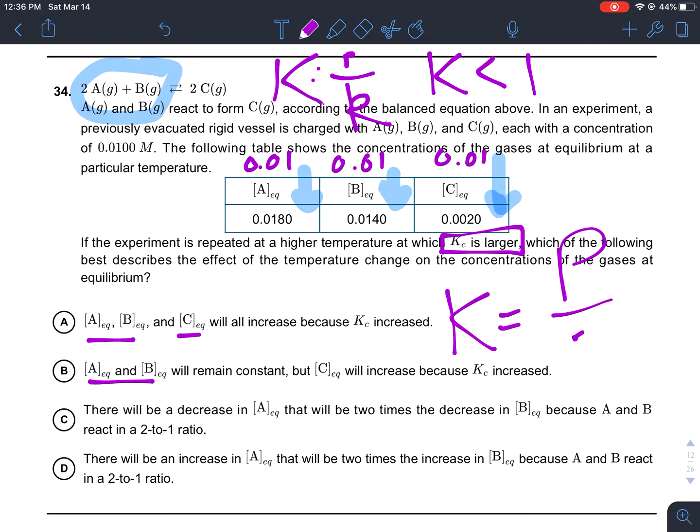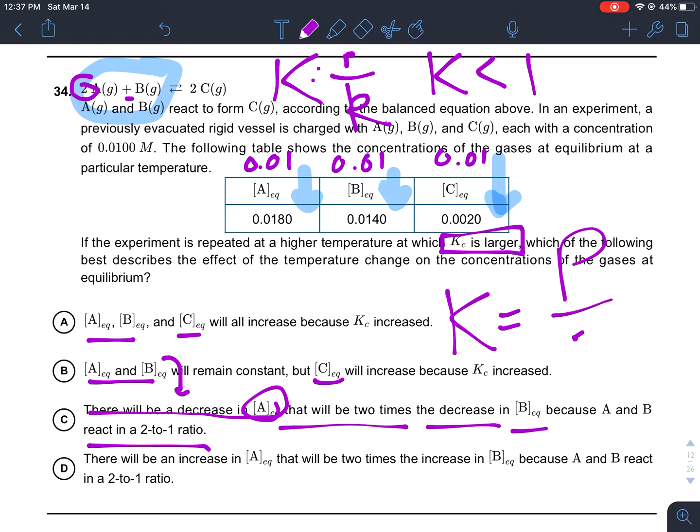A and B will remain constant, but C will increase. No, these are going to go down. There will be a decrease in A. That will be 2 times the decrease in B. That makes sense because that's a 2 coefficient and that's a 1 coefficient, because A and B react in a 2-1 ratio. That is true. They will both decrease.